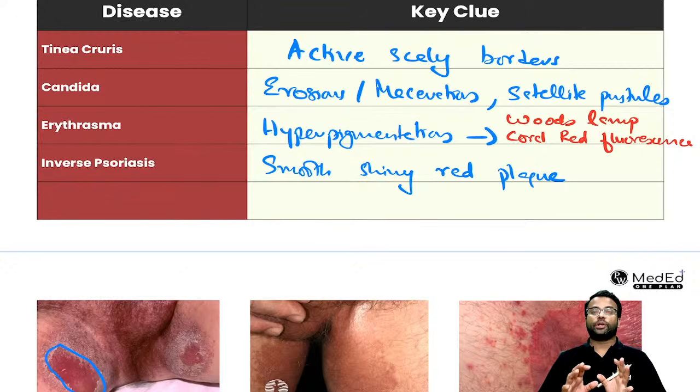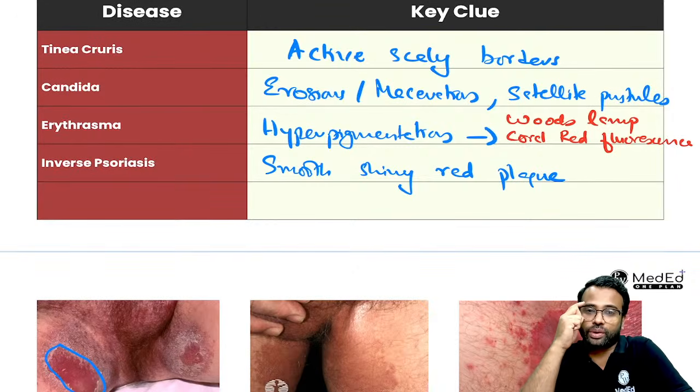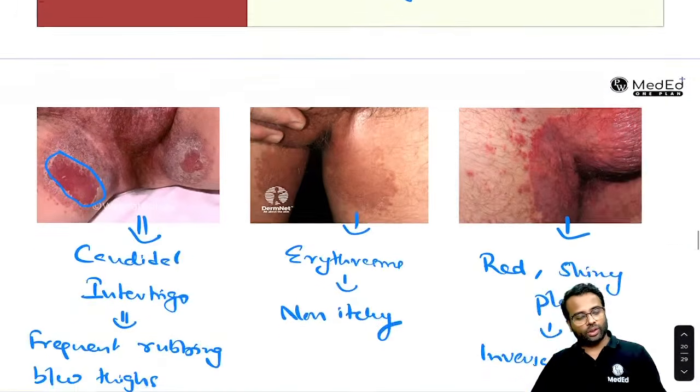So all these are going to be our differential diagnosis, and you score your marks in differential diagnosis, right? So the more you can think about differential diagnosis rather than just fixing on one disease when you see, that is how your clinical thinking should develop. So that's about this thing.